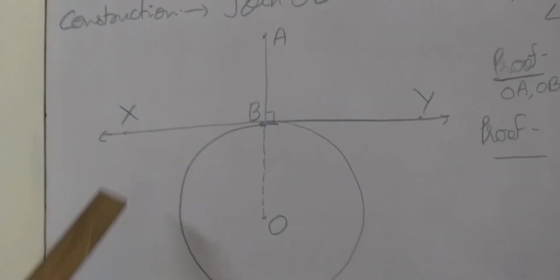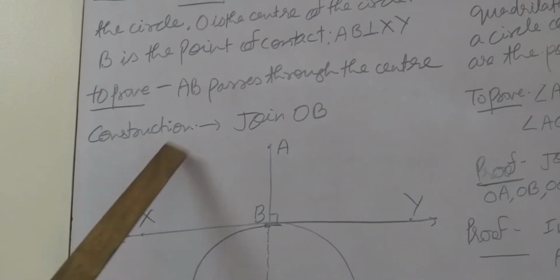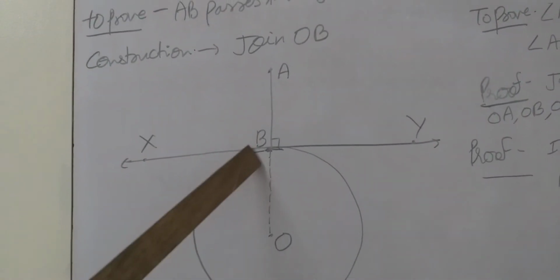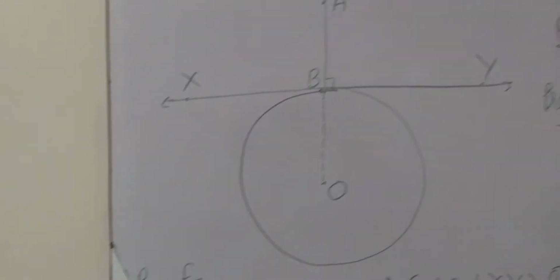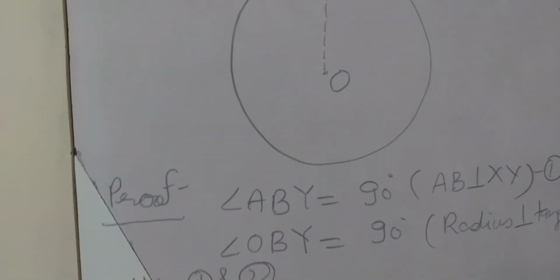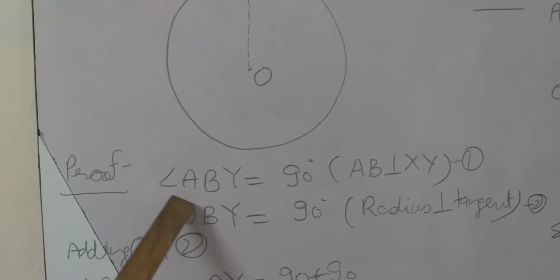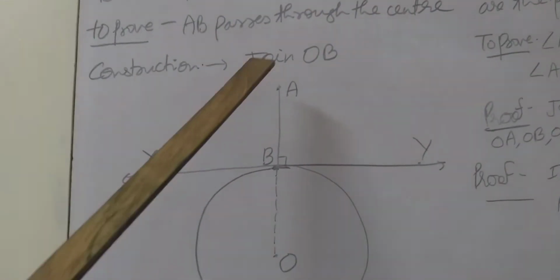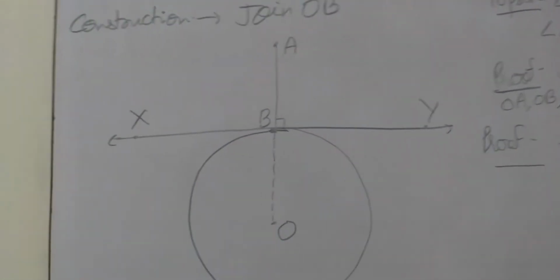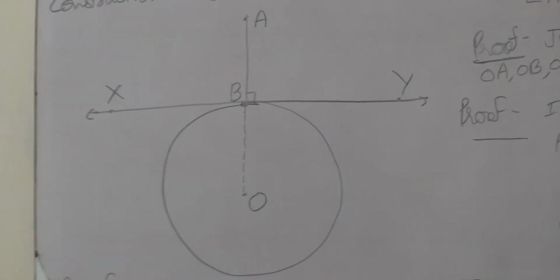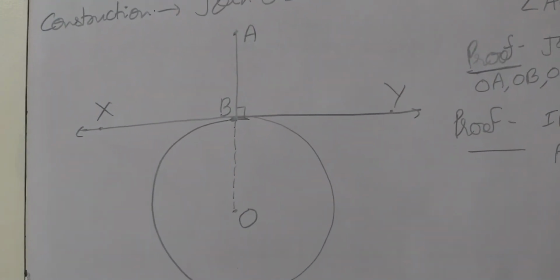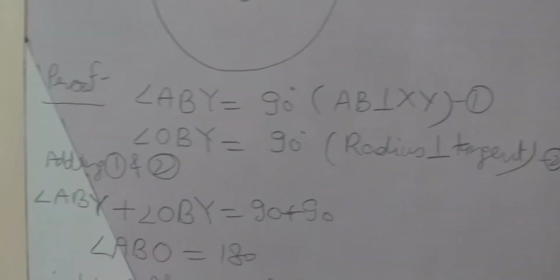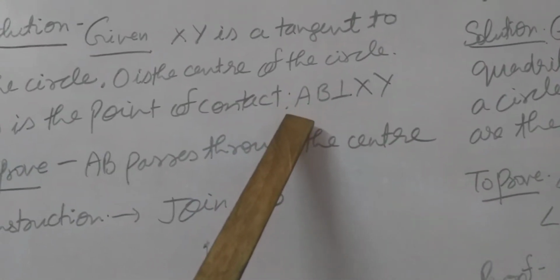To prove this, we have to do some construction. Join OB. We have joined here OB. Now students, how can we prove? Angle ABY equals 90 degrees, because it is given to us that AB is perpendicular to XY.